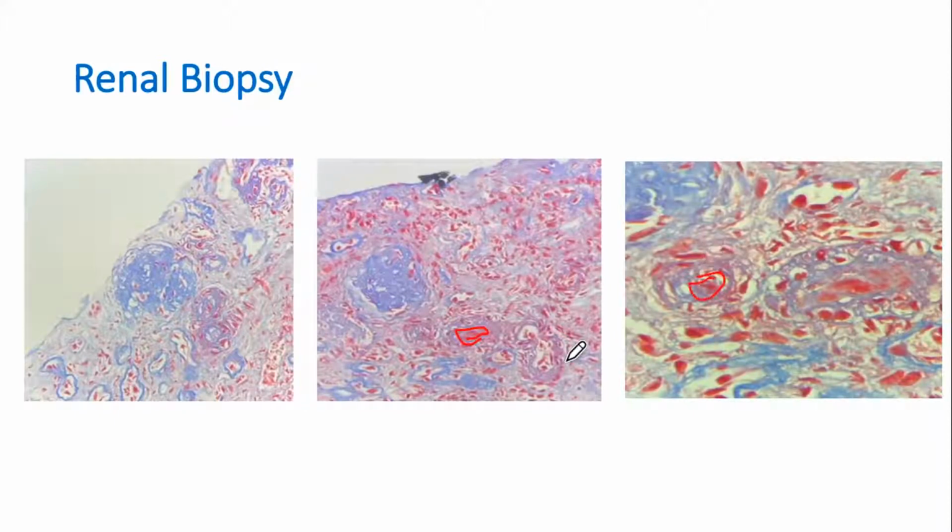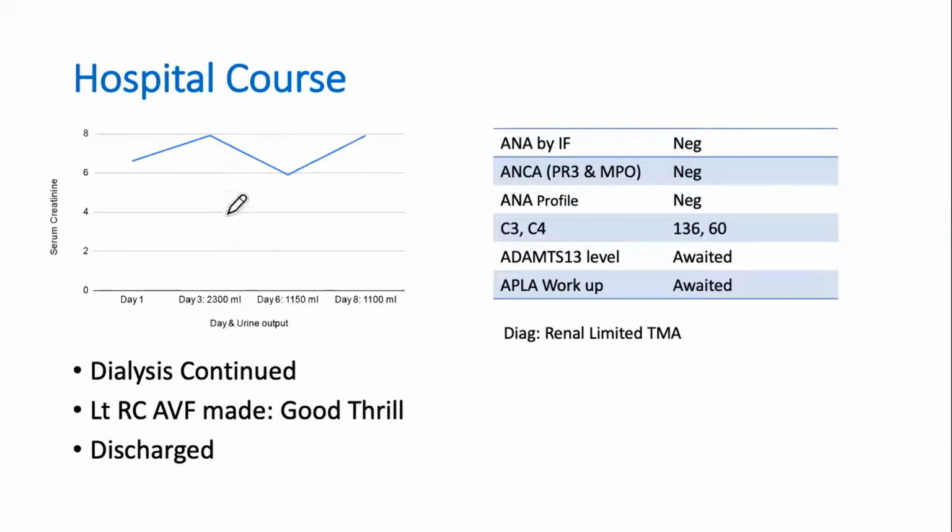So he was labeled as renal limited TMA. Subsequently, his creatinine didn't improve, and he was declared ESRD, and his dialysis was continued. He underwent a left RC AVF. Thrill was good, and he got discharged.